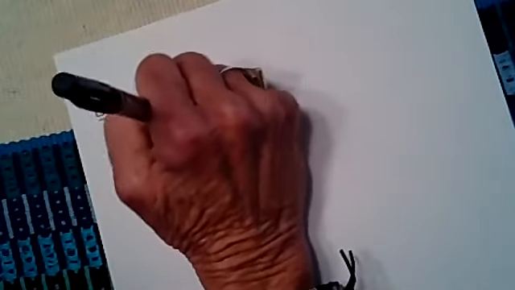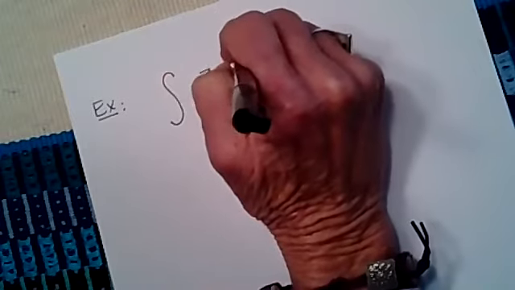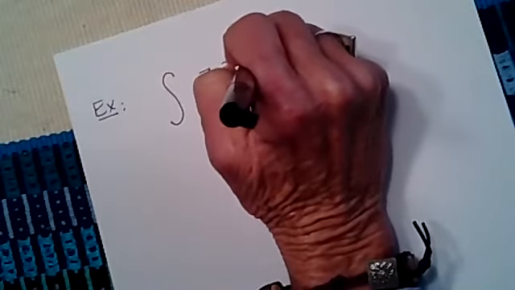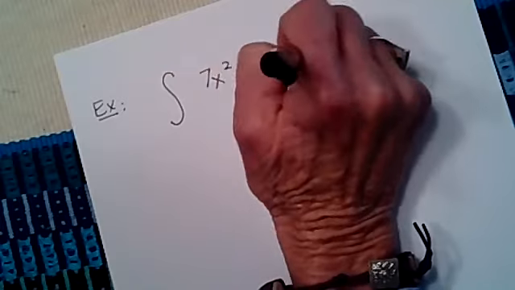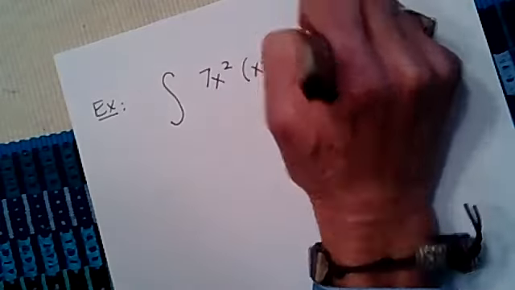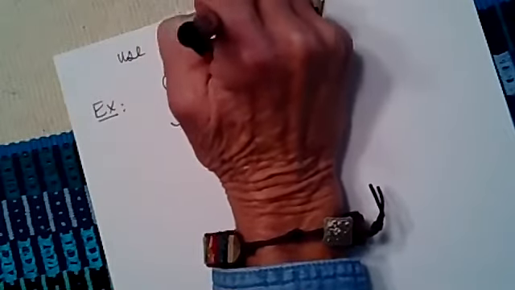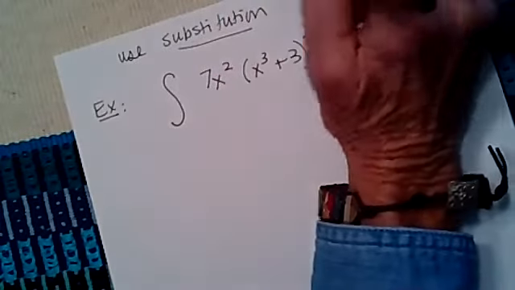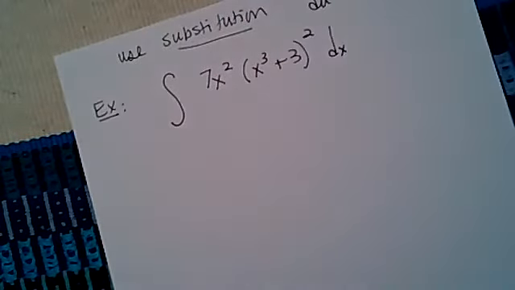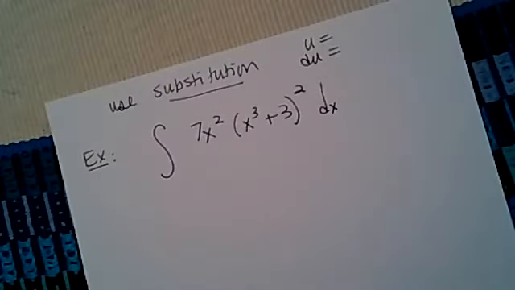Let's see, the integral of 7x squared times (x cubed plus 3) squared dx. Okay, and it says use substitution. And whenever it says use substitution, that means I'm going to need u, and I've got to find du. That's just substitution. That's what that means to me.